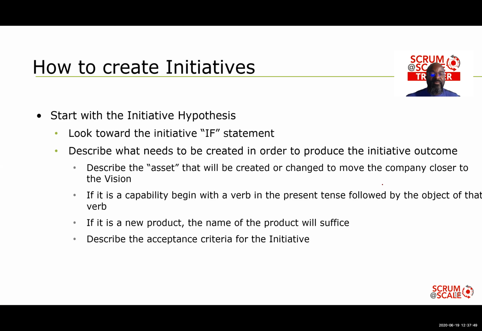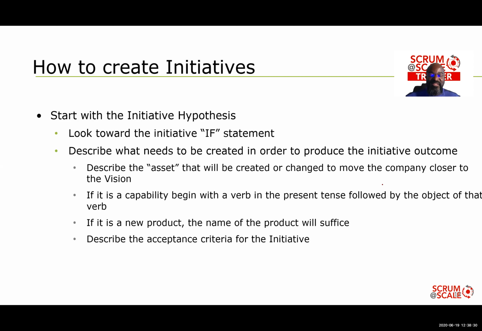We said in our initiative hypothesis that each one of those hypothesis statements has an if statement inside of it, and we had to have at least one initiative for each hypothesis, for each one of those if statements. So the first thing I do when I'm trying to create my initiatives is look to my initiative hypothesis and look for that if statement. When I look at it, the first thing I do is a technique I call noun reduction.